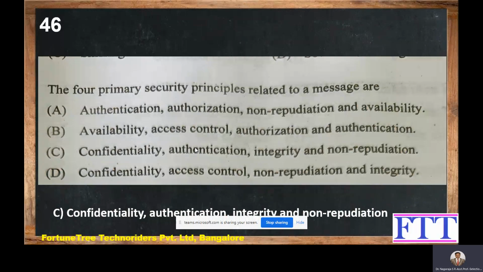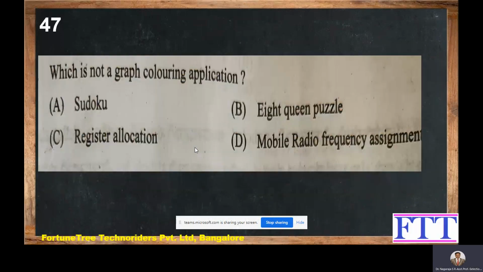47th question. Which is not a graph coloring application? Option A, Sudoku. Option B, 8-queen quiz. Option C, register allocation. Option D, mobile radio frequency assignment. So the right answer is option B, 8-queen quiz.